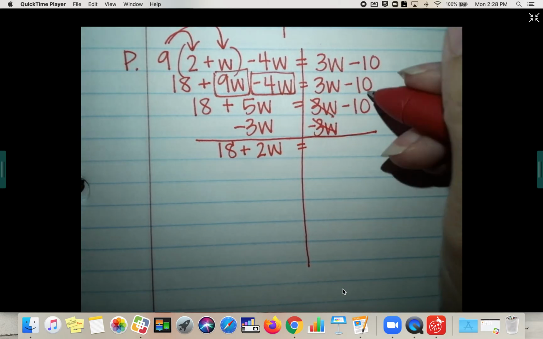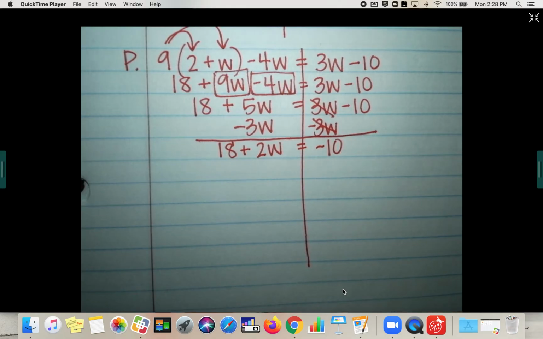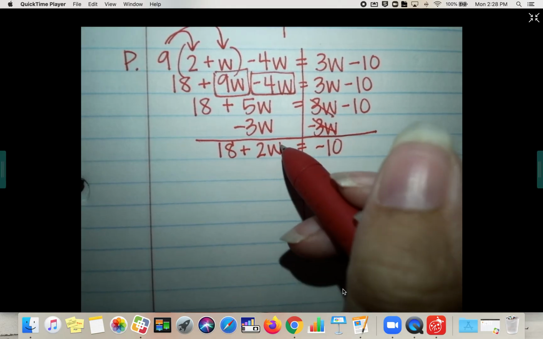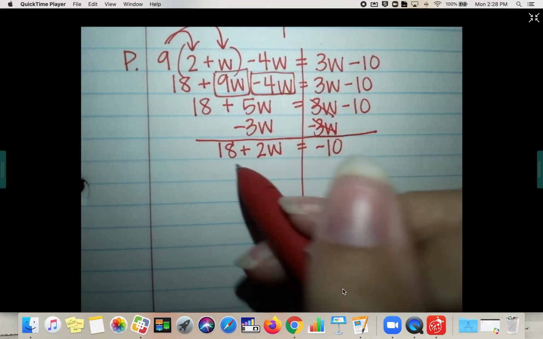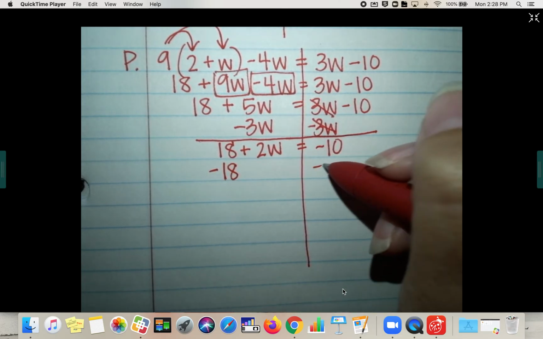And on the right, that is not just a 10, that is a negative 10. The minus needs to go with it. All right, leave the 2W alone. Let's get rid of this positive 18. It's positive, so we're going to subtract it to get it to go away.